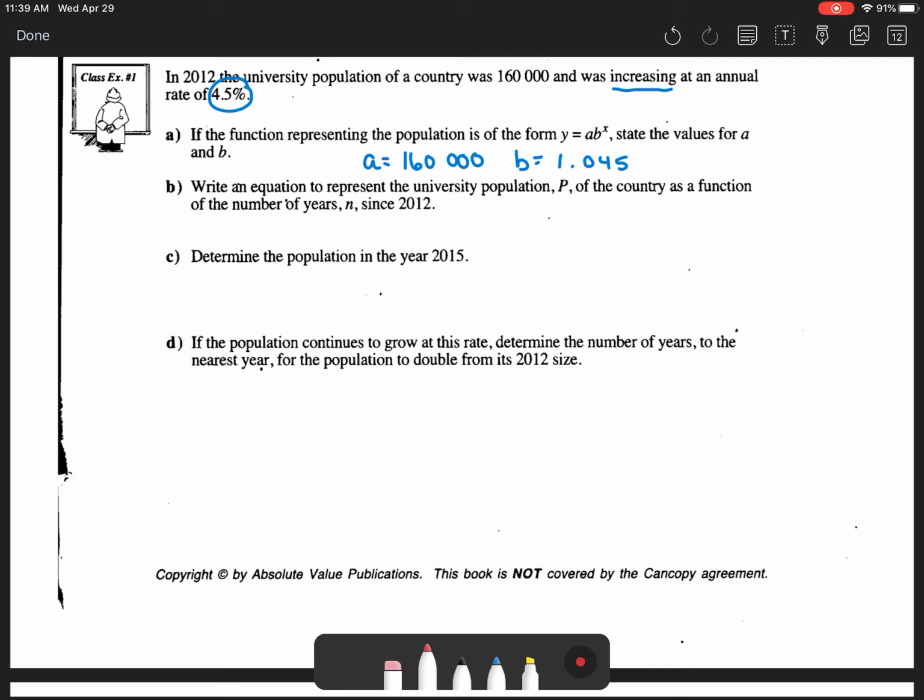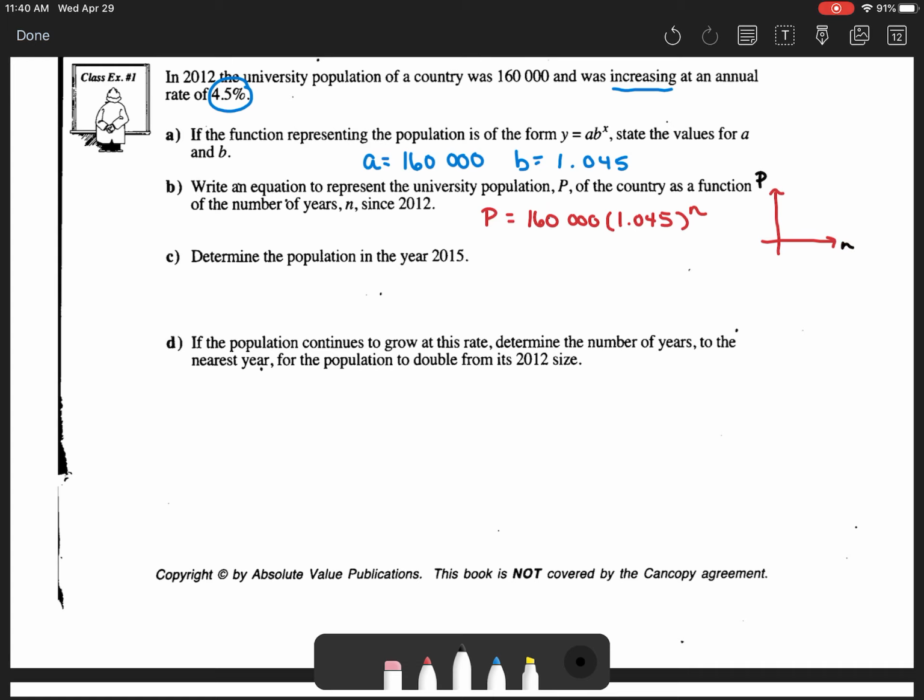Part B of the question reads like this. Write an equation to represent the university population, P, of the country as a function of the number of years, N, since 2012. So I have to use the variables that they have provided for me in this question. So the population, P, will be equal to the a value, or my starting amount, 160,000, times my b value, or the rate at which the population is growing, and then instead of to the exponent of x, it's to the exponent of n in this question. If you were to graph this, the reason those variables are important is that now I know that on the y-axis, I would have the variable P, and on the x-axis, I would have the variable n.